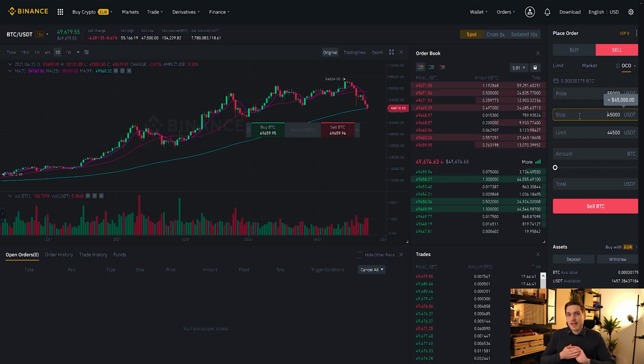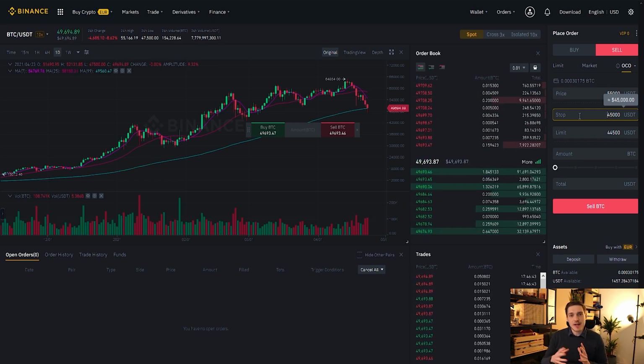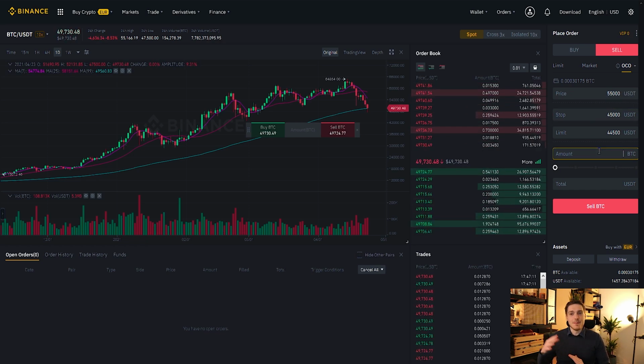So always make sure that you have enough difference between the stop price and the limit price, because if you put a stop price at 45,000 and a limit price at 44,999 and Bitcoin goes below 44,999, it might be the case that your order is not going to be executed. And then the last item is, of course, the amount of Bitcoin you want to sell. So this is simply where you type in how much Bitcoin you want to sell.